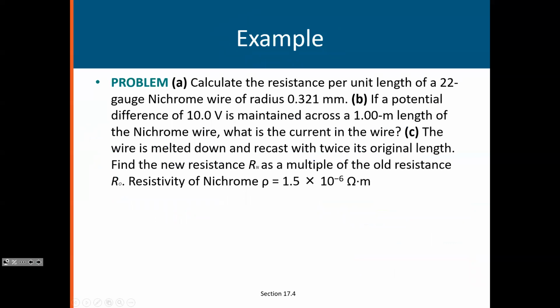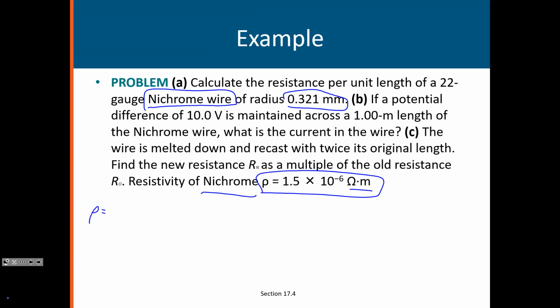Let's do this question on resistance and resistivity. Calculate the resistance per unit length of a 22 gauge nichrome wire of radius this much. So we have a certain nichrome wire, so the material is fixed. That means it has a constant value for its resistivity, and the resistivity of nichrome is given to us. What about the unit for resistivity? I didn't discuss that. I should have done that.